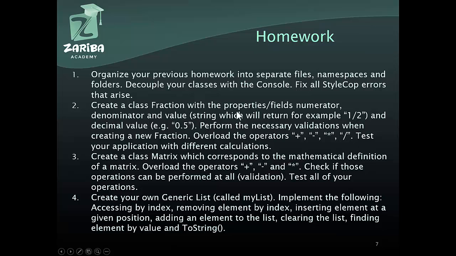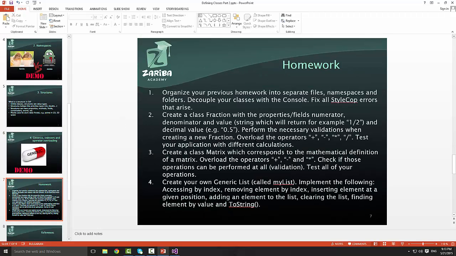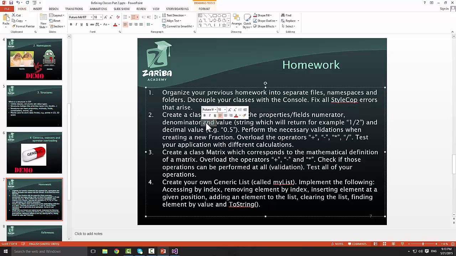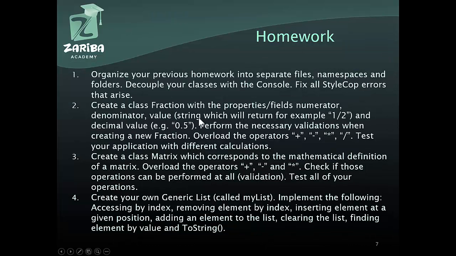Create a class Fraction with the properties or fields or both: numerator, denominator, and value. Okay, here I have an error, so let me just fix that real quick. So this has to be a comma after value, and the other one has to be "and". So you have value, which is a string, something like 1/2, this way, and decimal value of, say, 0.5 in this specific case.